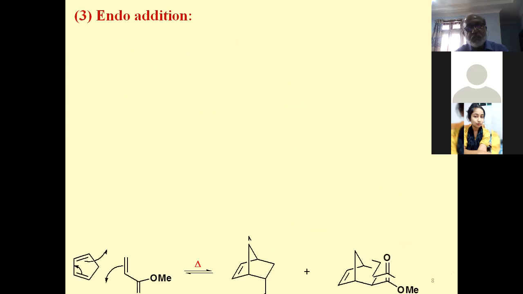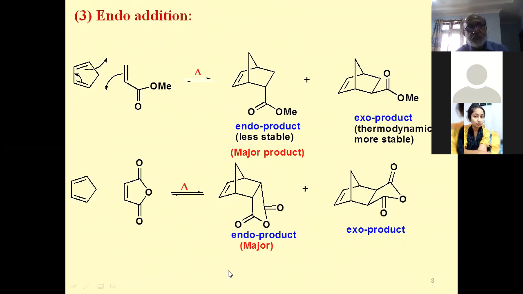Then we come to endo addition. That means the product for this type of cyclic diene and this dienophile, which may be cyclic or acyclic, is an endo product, and this is going to be the exo product in this particular configuration. Exo is supposed to be thermodynamically more stable, but what we find is the endo product is the major product in these cases.